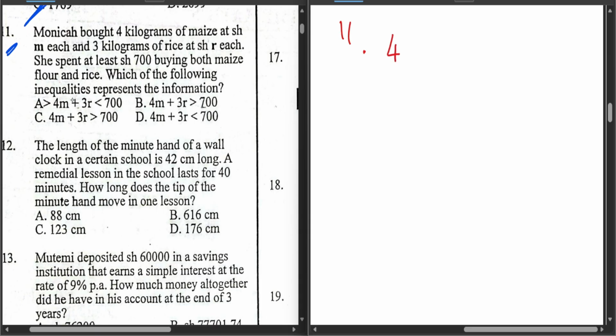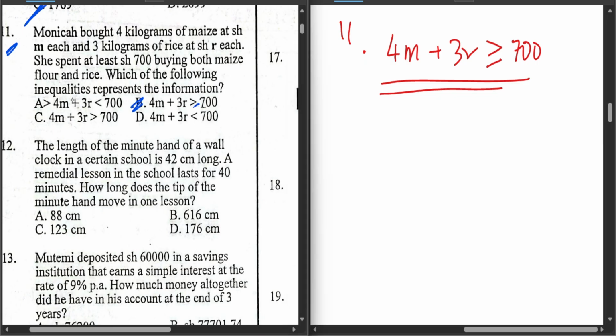So 4 kilograms of maize at M shillings, so it's going to cost 4M shillings, and 3 kilograms of rice at R shillings, so it's going to cost 3R. So the total is going to be 4M plus 3R. So at least 700 shillings means you are getting an amount which is greater than or equal to 700. At least means the least cost should be 700, it shouldn't be below, but it can be above it. So this is your answer. Now if I look at the marking scheme, most probably I think it is B.